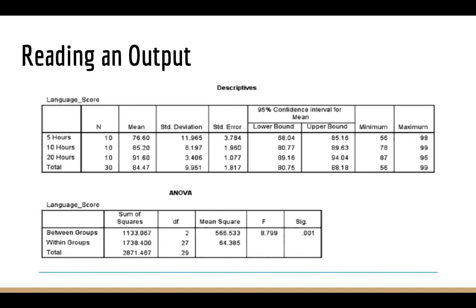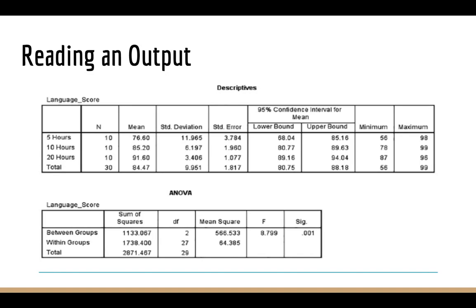Well, for that, you need to look down at the ANOVA table that's right underneath it. Okay. So we care about the degrees of freedom column, the one that says DF, and the F and the SIG. Okay. So in this case, the degrees of freedom for between groups is 2. The degrees of freedom for within is 27. F is 8.799, and our significance, our P, is 0.001. So was there a difference between our groups? Yes. P is less than 5%.